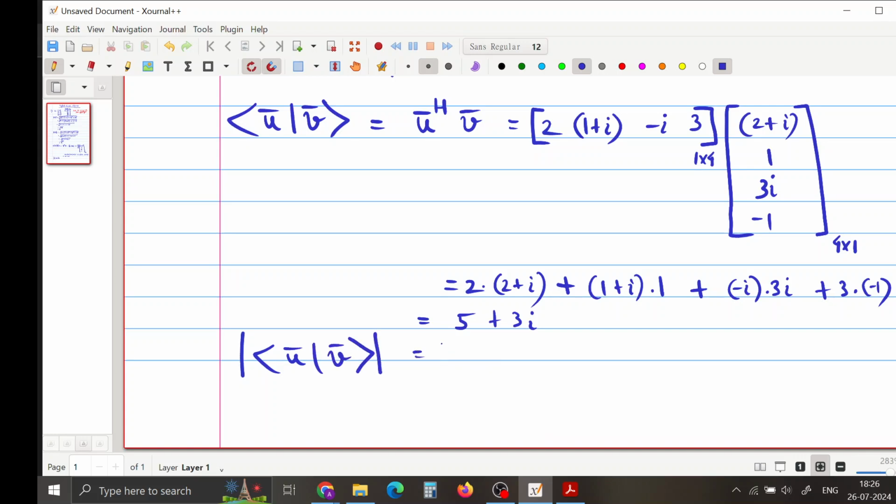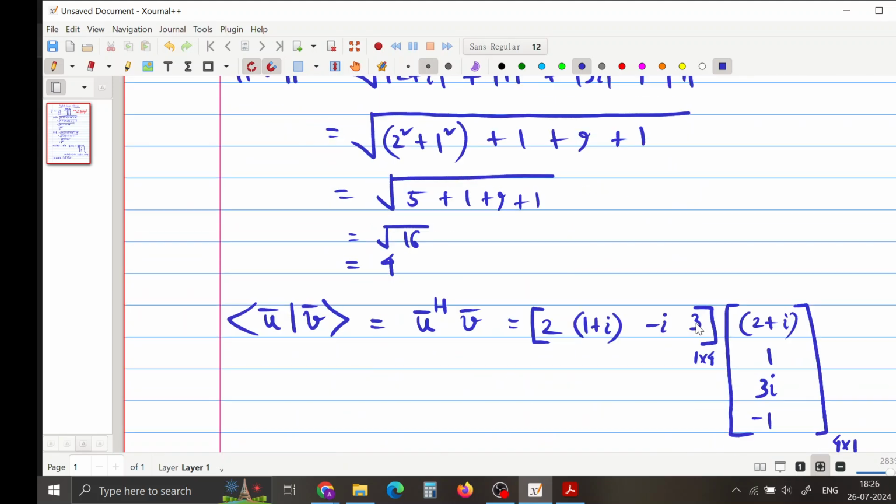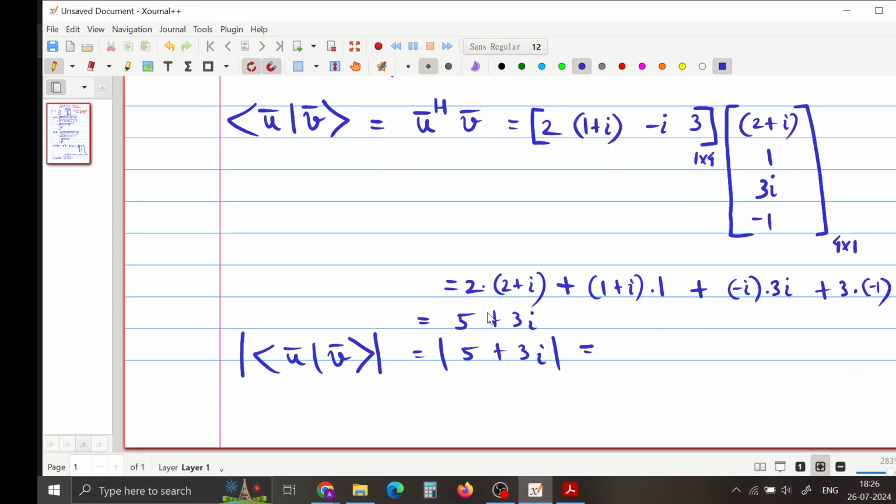So this is the magnitude of 5 plus 3i, which is again in red color as I have written above. How to find the magnitude of a complex number? You take the squares of the real and imaginary parts and take the square root. So this becomes the square root of 5 squared plus 3 squared, so it is the square root of 34, and approximately it is like 5.83. I'll move to the next page.